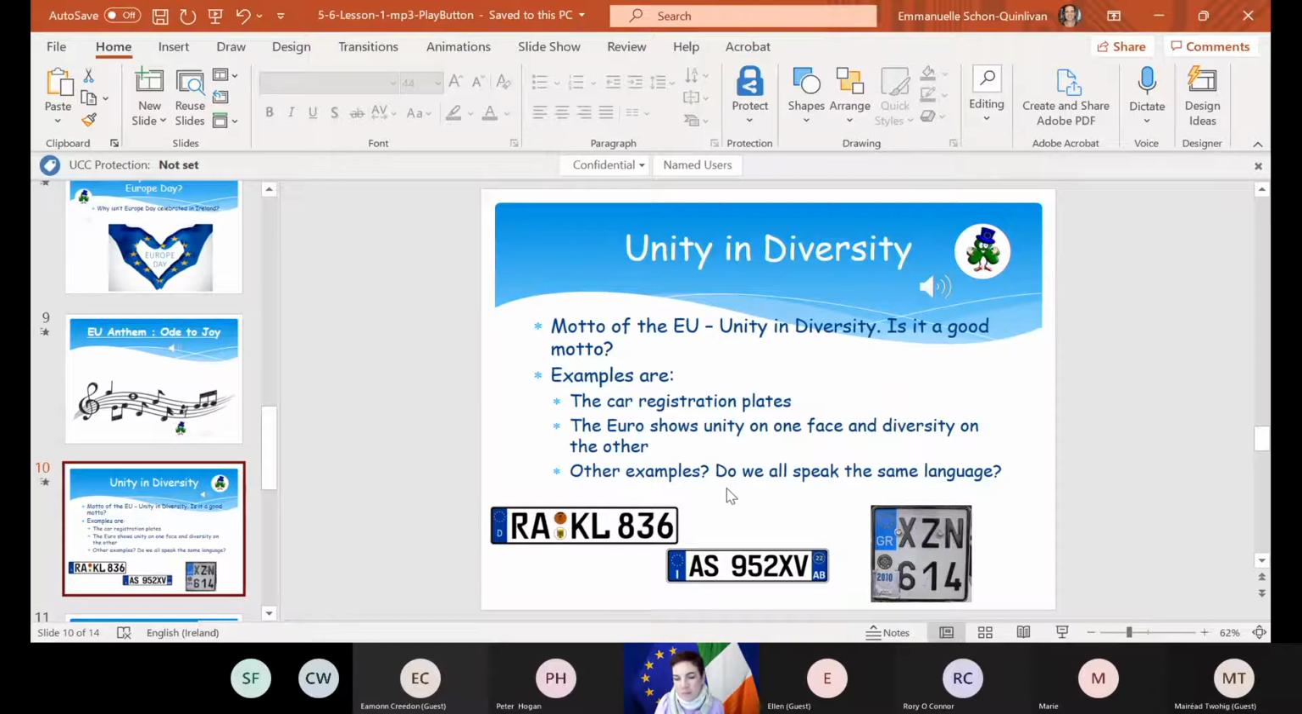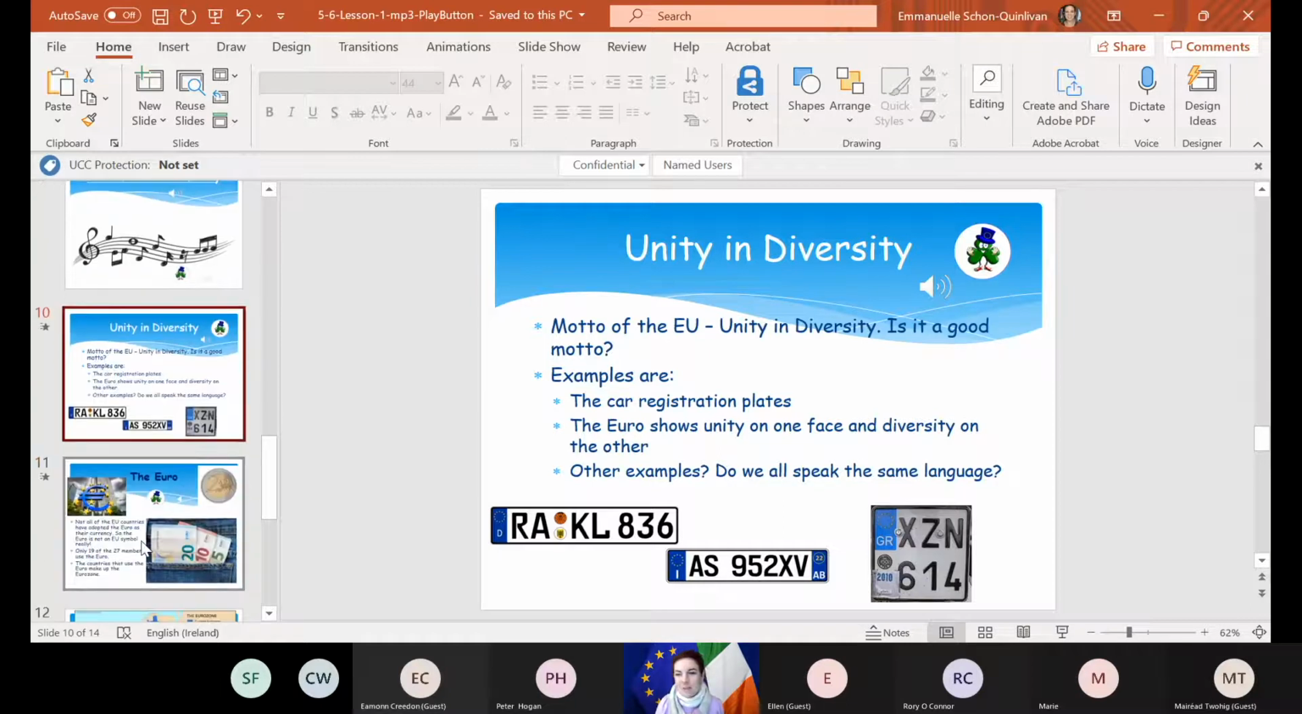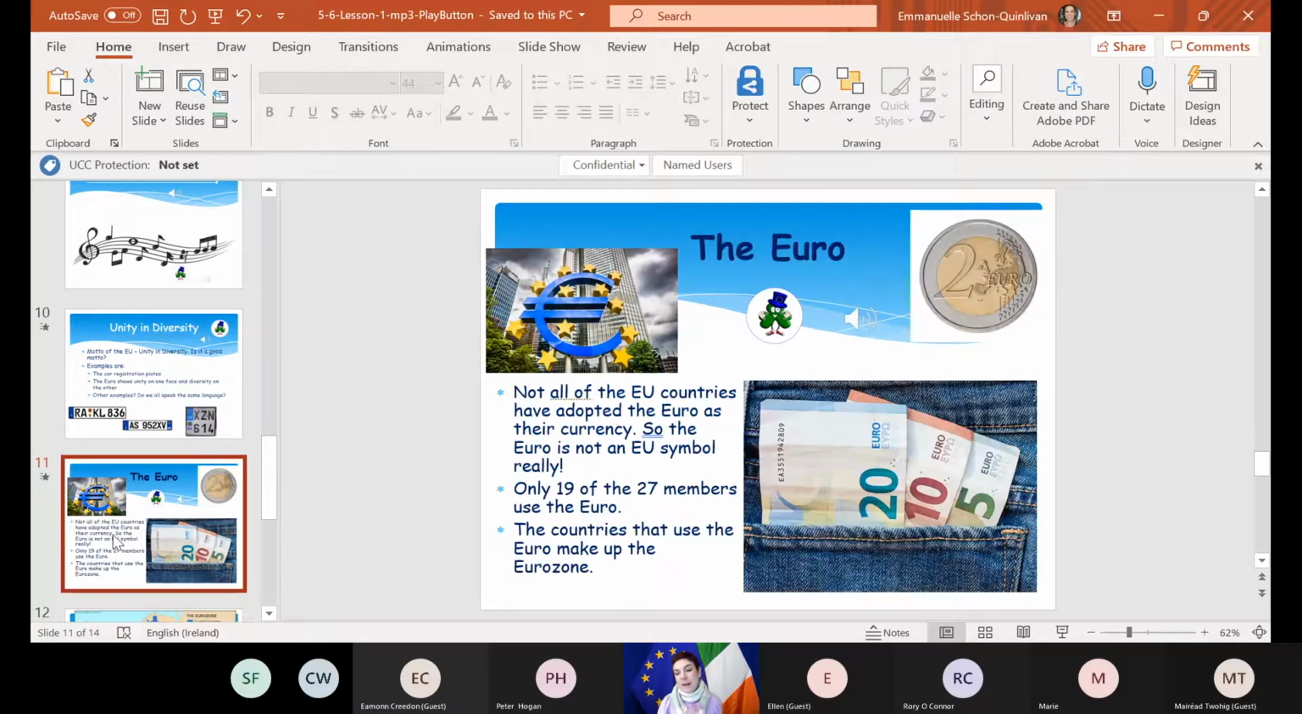I always say to the children, do you know that every single car in Ireland has a European flag on it? Where do you think it is? A lot of them don't know, and it's a great little piece of homework. They come back the following day saying, oh, I found it. And the euro isn't really a symbol because only 19 out of the 27 have the euro.